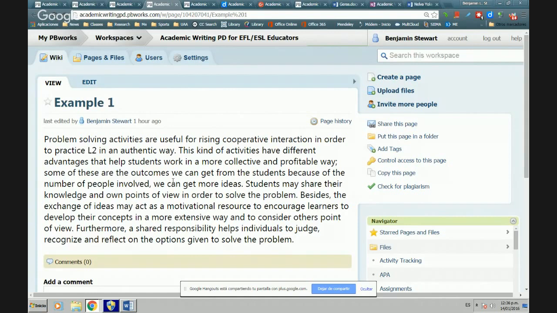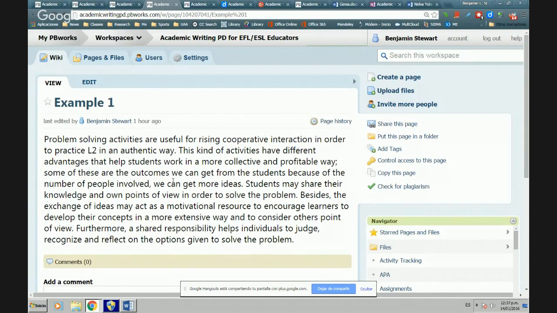We're still using the same theme you're reading, right? It's connecting nicely, and we're clear, because if we just say this, what's these kinds of activities? But what kind? Have different advantages that help students work in a more collective and profitable way. So, for example, I would say these kinds of activities have different advantages. For example, I would talk about a specific one and give the advantage and explain what kind of advantage that specific activity has, and then give more examples. I would do that.